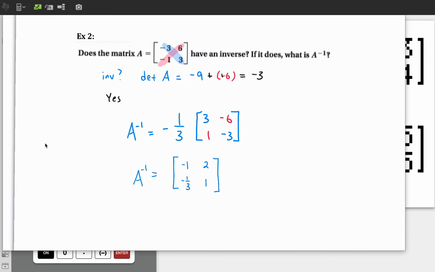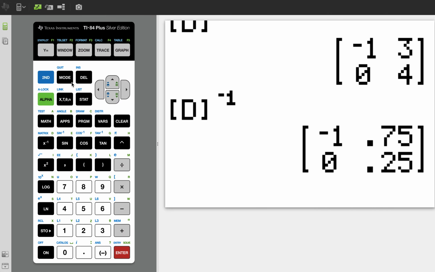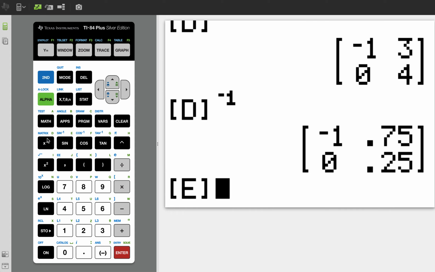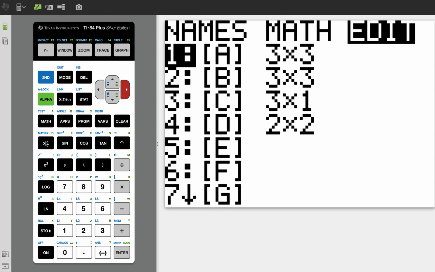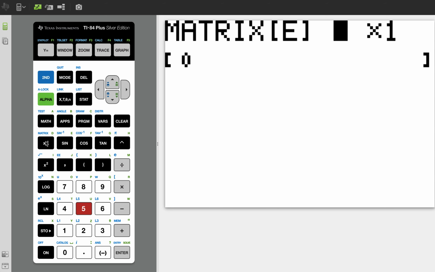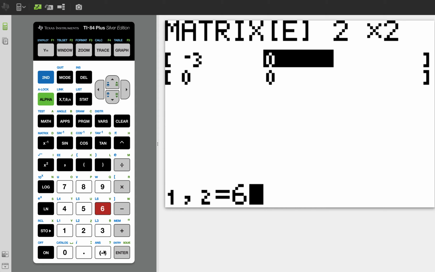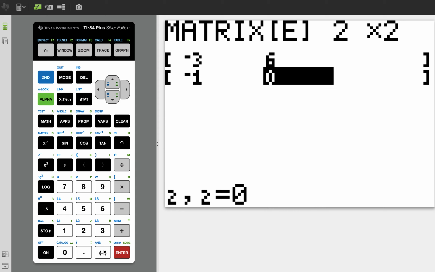Now let's pause and just double check that with our calculator here. So I'm going to go into the matrix menu and I'm going to edit. I'm just going to choose a different one. Come back here and we're going to edit, and I'm just going to choose number 5 for no particular reason. It's a 2 by 2, and let me enter in my numbers: a -3, a 6, a -1, and a 3. There we go.